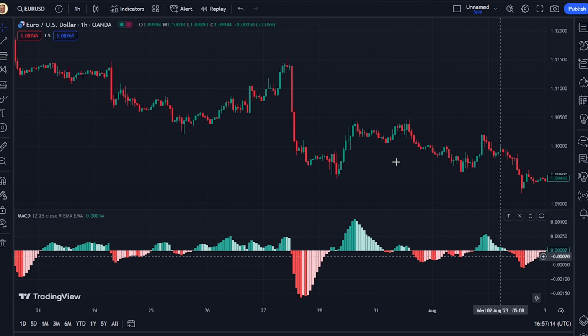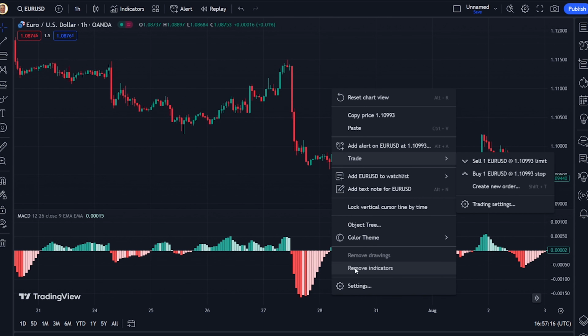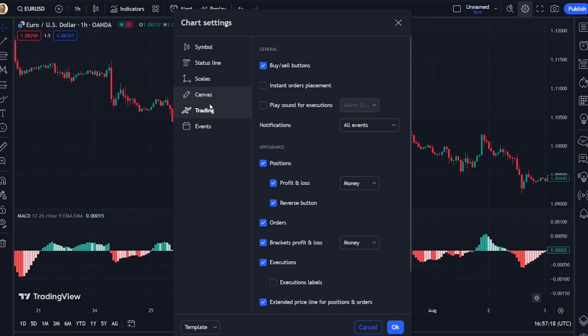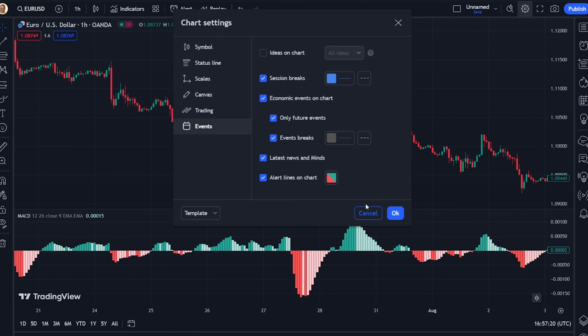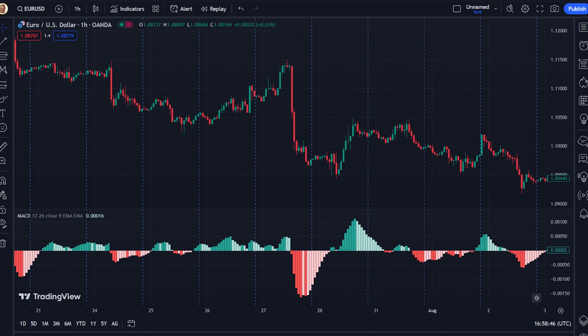Second, add session breaks to your chart. Right-click on the chart, select Events, and check the Session Breaks box. This feature will separate the price to each day. I will explain in a minute why this is useful.